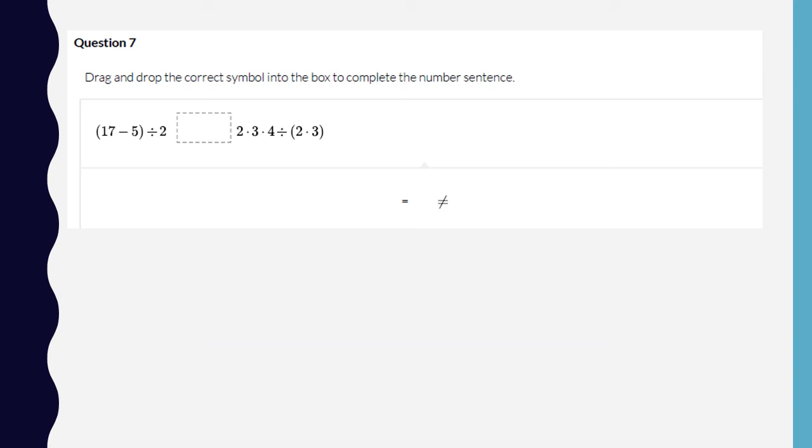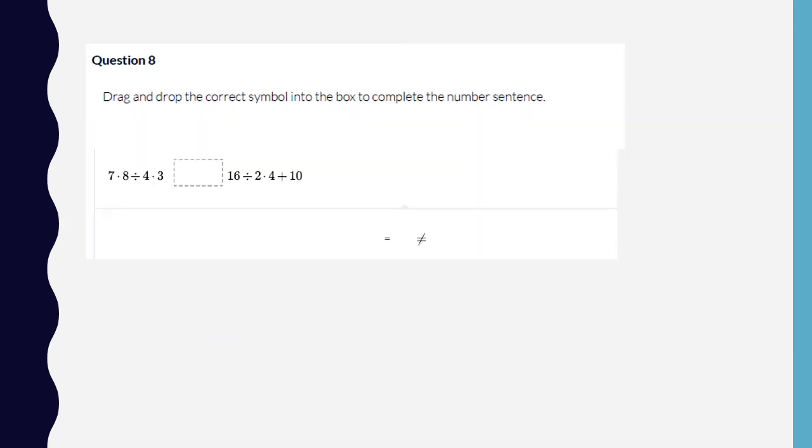Okay, so we're going to decide equal or not equal on this one. We've got 17 minus 5 in parentheses. We need to do that first. So 17 minus 5 gives me 12. Divided by 2 does give me 6. On the right side, we've got to do our parentheses first. So I've got 2 times 3 times 4 divided by 2 times 3 is 6. So now I'm just going to start on my left side and work my way to my right. 2 times 3 is 6. Okay, and then 6 times 4 is 24. And 24 divided by 6 is 4. So I've got 6 and 4, and those are not equal.